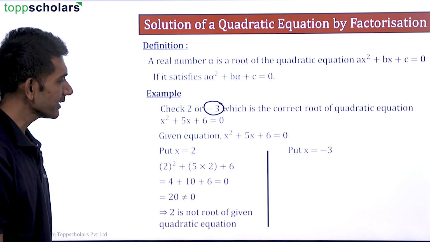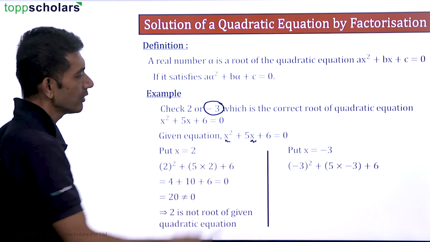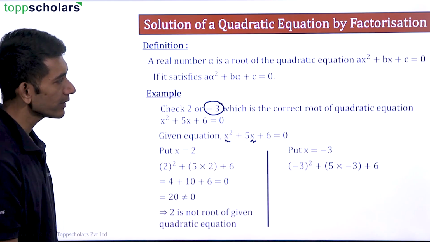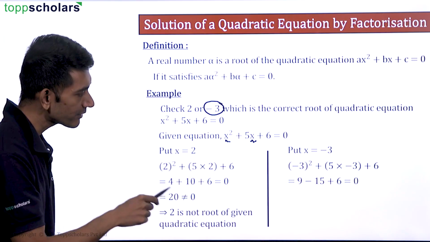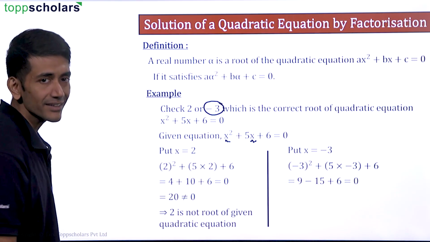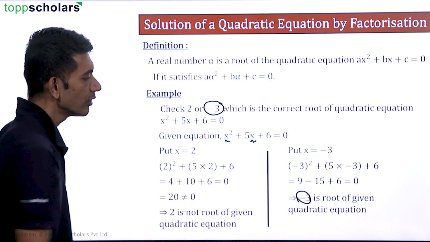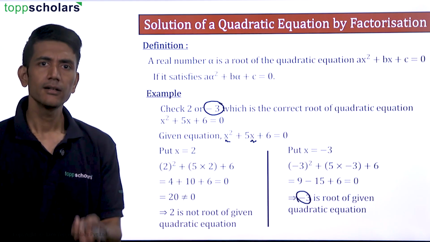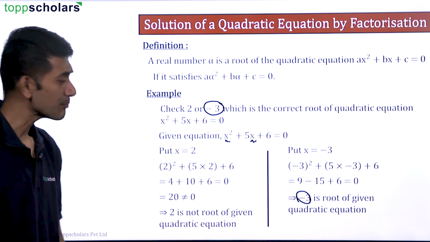So if I put minus 3, what is going to happen? Here you will put minus 3, here you will put minus 3. So you get minus 3 square plus 5 into minus 3 plus 6. Minus 3 square is how much? Minus 3 square is 9. 5 into minus 3 is minus 15 plus 6. Are you getting 0? Yes, that is equal to 0. So definitely minus 3 is root of the given quadratic equation. Simple. That is how you check whether the given number is the root of the equation or not. Clear and simple? Let's continue.